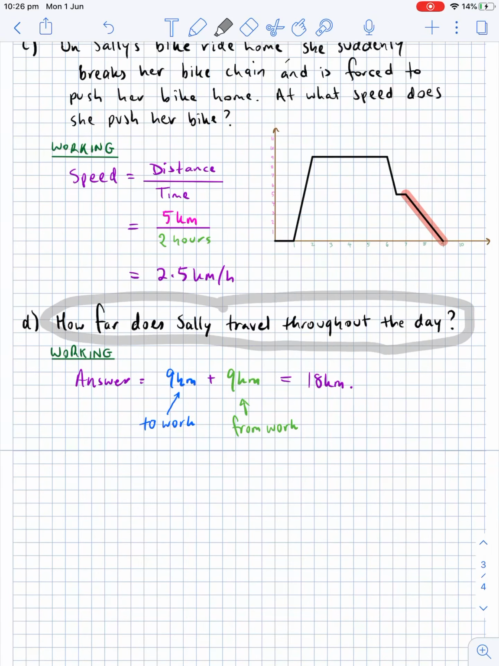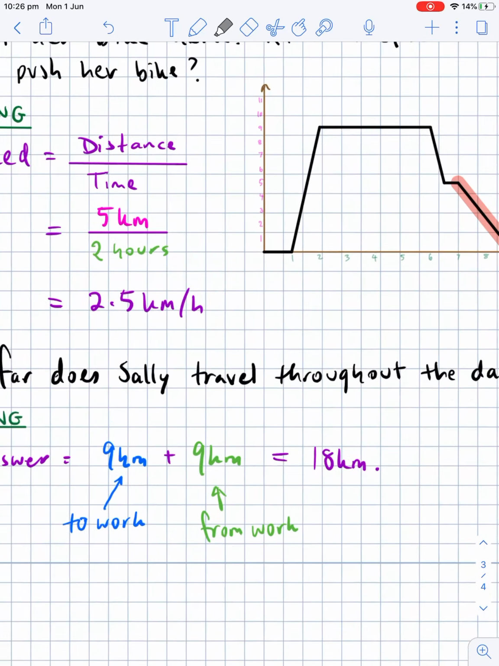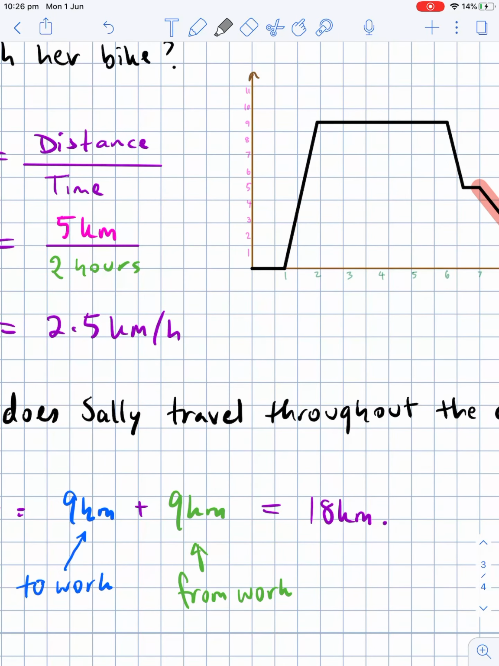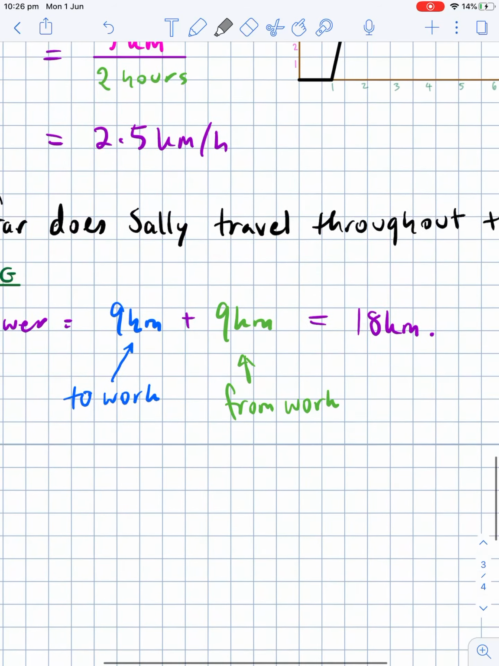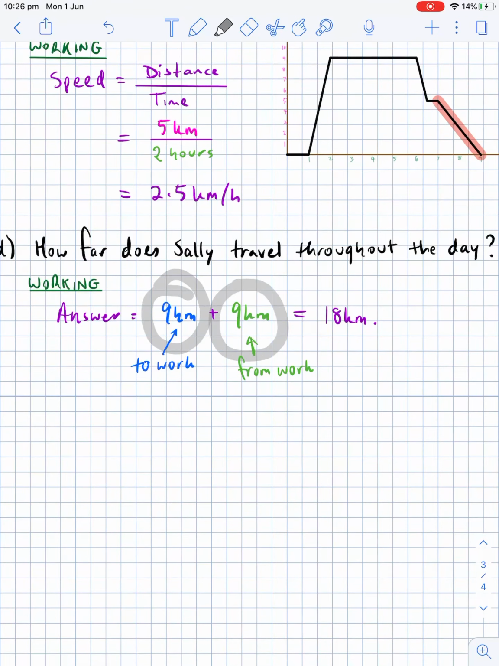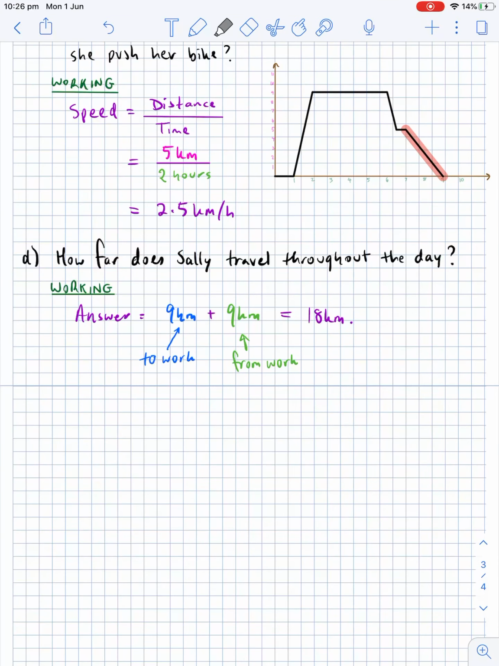How far does Sally travel throughout the day? The way to do this one is to think, well, she travelled to work. That was roughly 9 kilometres. So she travelled 9 kilometres there, and then she travelled back the same distance, another 9 kilometres back home. So we're going to be doing 9 kilometres plus another 9 kilometres for the to and from work journeys. And that equals a total of 18 kilometres that she travelled throughout the day.